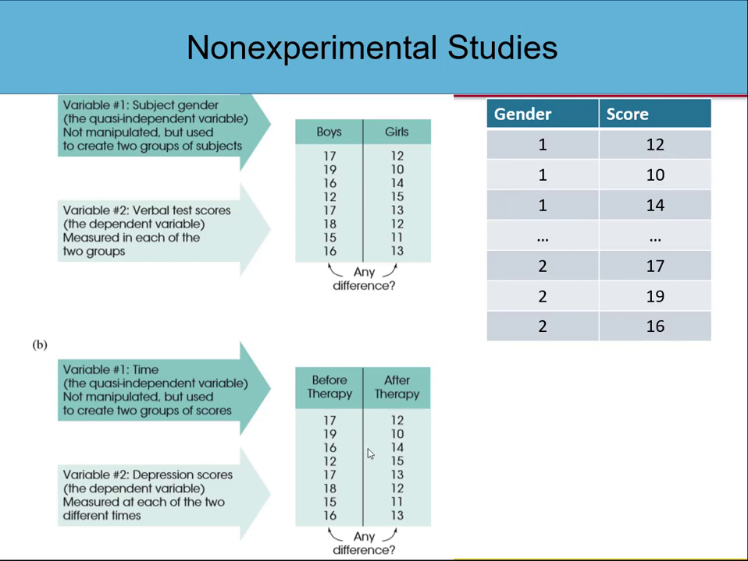Now this is a little bit different. This is a pre and a post test. So I would have time as my independent variable, so pre and then post, and this is the same individual. So this kid had a score of something at 17, and then after he or she got therapy, it was 12. And in SPSS, you would list these out the same way. And we would do a paired samples t-test, which we will get to. So this is depression scores.